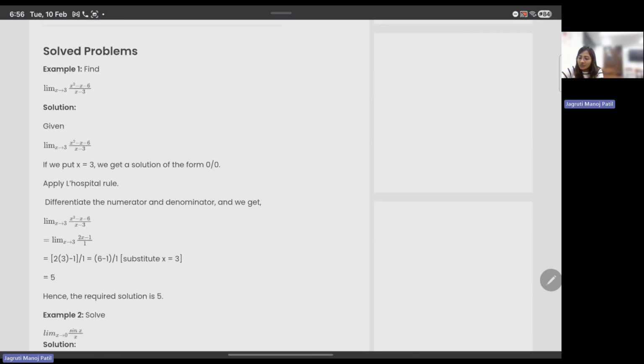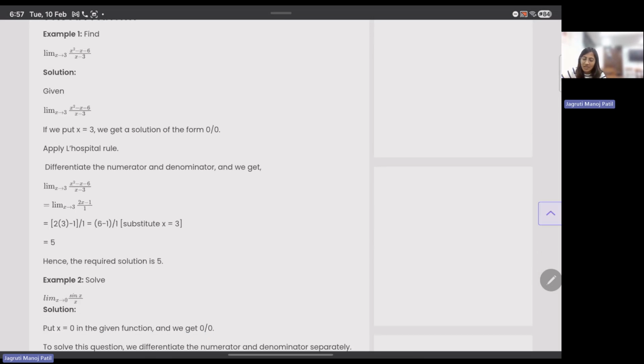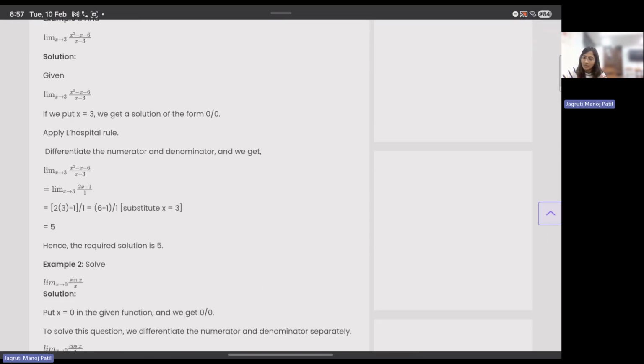So how do you do that? You first take the derivative of the numerator, which gives you 2x minus 1, and below you get a 1. Then you put in x equals 3 in this particular case. So you have 2 times 3 minus 1. You have 5 as an answer. So that's the required solution of how you evaluate this particular limit. So that's how L'Hospital's rule works.